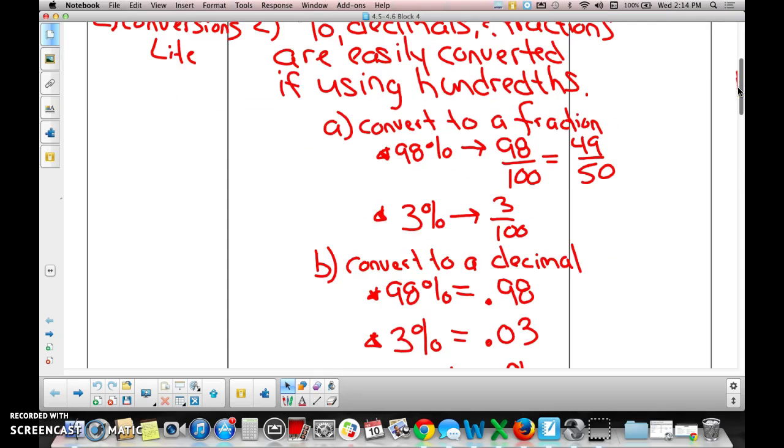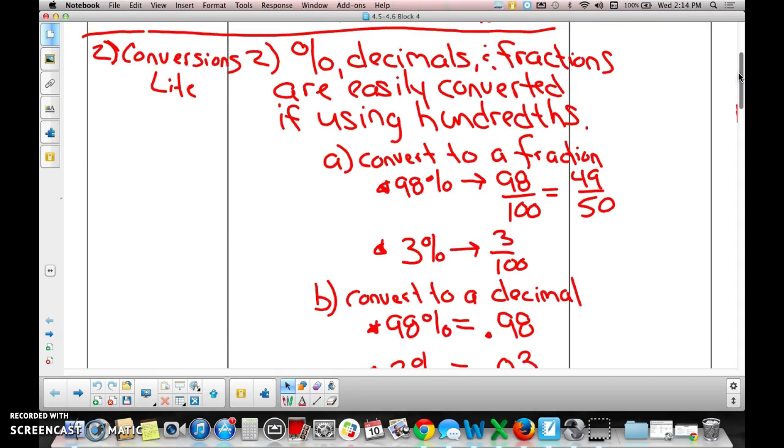We have conversions light, kind of like when you get the light app. We talked about this yesterday, right? Where you don't have to pay for this app. So conversions light would be if you're dealing with a number out of what? What would the number be that you're dealing with if you're just dealing with easy light conversions, Mona? 100, right?